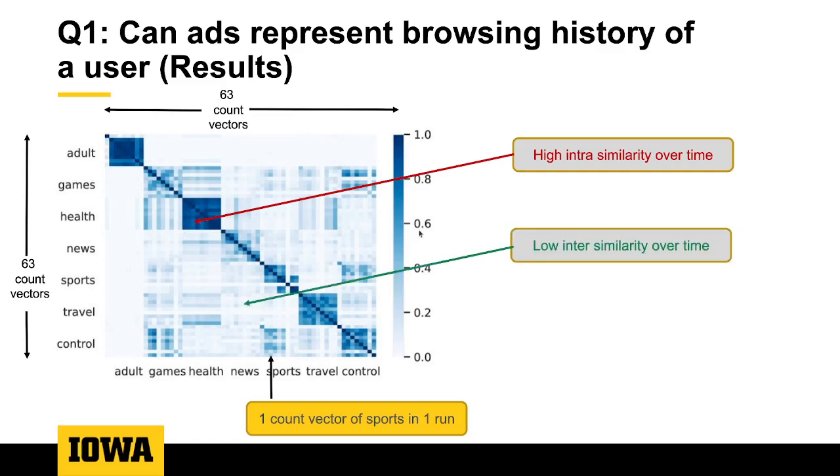On the other hand, we see low similarity between users of different types across time. Basically, away from the diagonal, we see a lower cosine similarity. This indicates that ads of the same user type don't change over time and they are different from other user types consistently. And to hammer in this point, we establish that the difference between the inter and the intra-similarity distributions is significant.